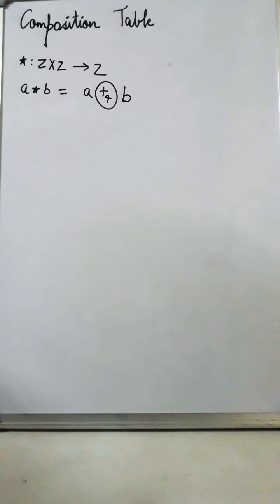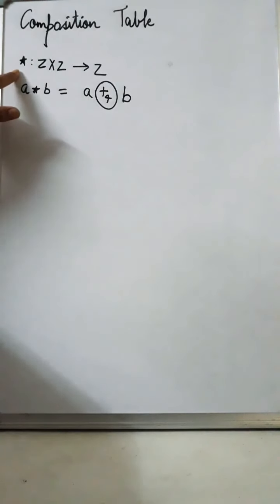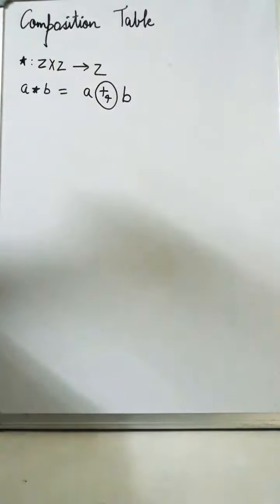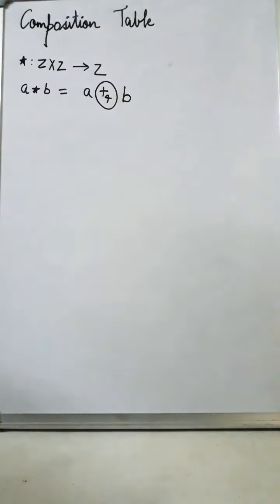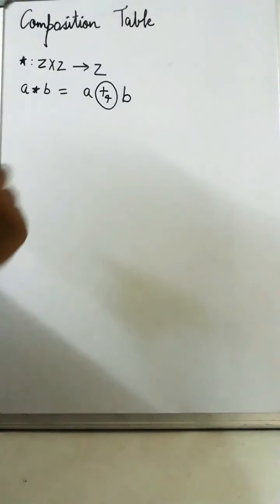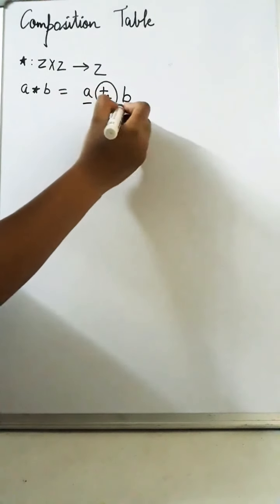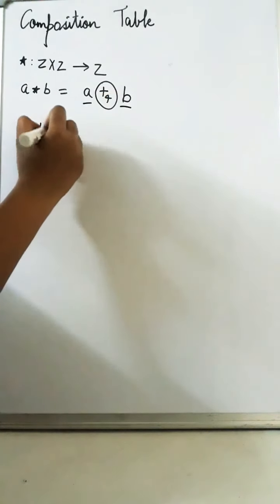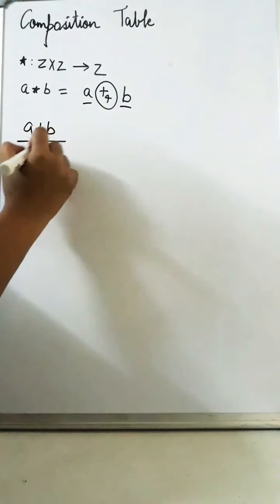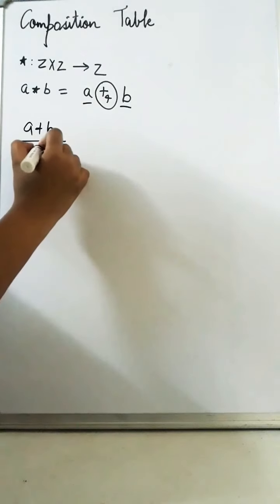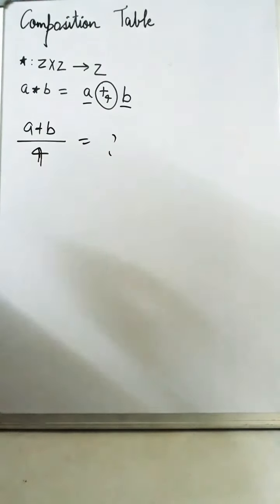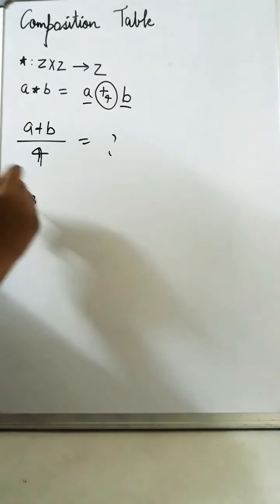Alright. Now let us look at the composition table. Suppose star is a binary operation from Z cross Z to Z, and star is defined as addition modulo 4. I will tell you what addition modulo 4 is. First of all, you have to add these two, meaning A plus B, and then divide it by 4. Addition modulo: first add and then divide by 4, and whatever remainder you get will be your answer. Suppose your A is 3 and B is 2.